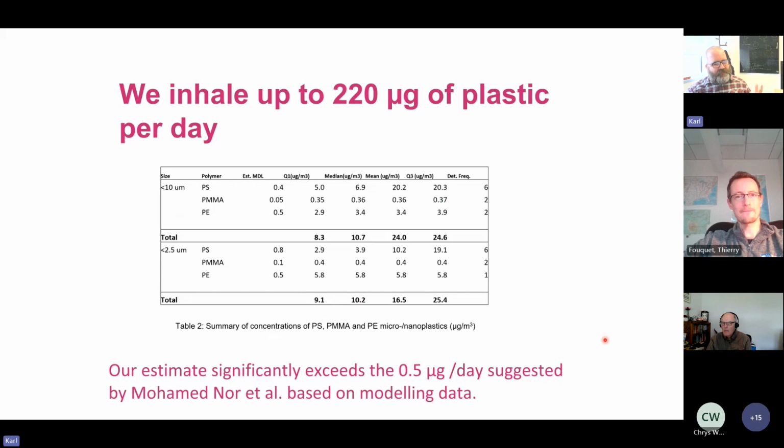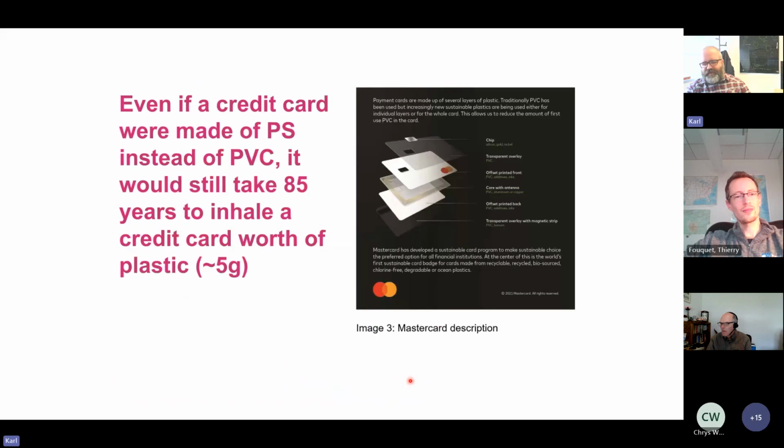Admittedly, that's quite a bit higher than what's been more recently proposed as the daily intake rate. And who knows, we might be off with our values. It's a difficult analytical problem, and I think we should allow for some uncertainty there. But it's certainly less than a credit card a day.